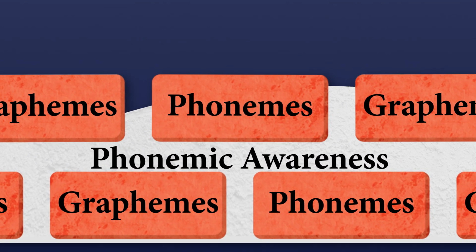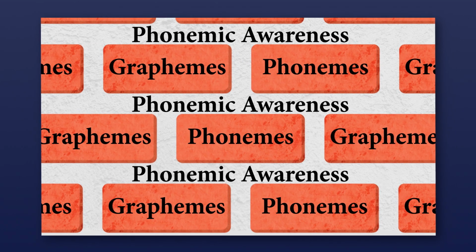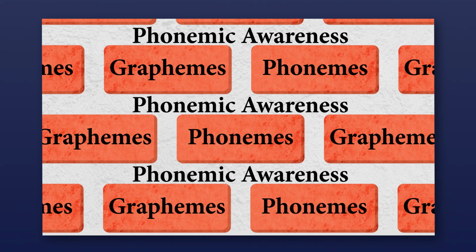In fact, current theories of how students move from slowly decoding words letter by letter to quickly recognizing words stored in their memory is through their awareness of phonemes. Phonemic awareness seems to be the cement that forms a strong connection between graphemes and phonemes in the brain. This is where it gets a little complicated.